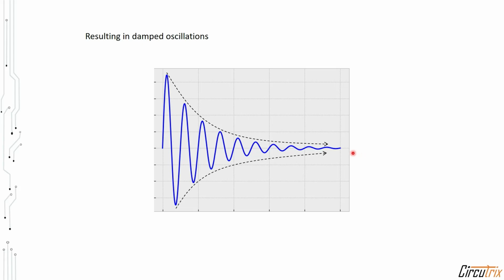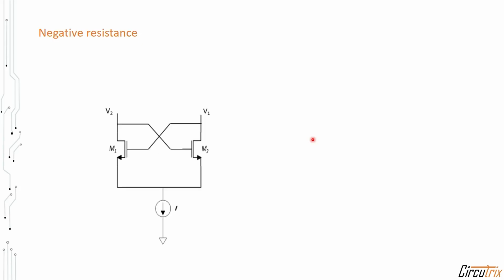By adding a negative resistance to the lossy tank circuit, the energy lost can be replenished. So what is a negative resistance? When the voltage across a resistor reduces, the current through it also reduces. But in the case of negative resistance, as the voltage reduces, the current through it increases. Let us see an example case.